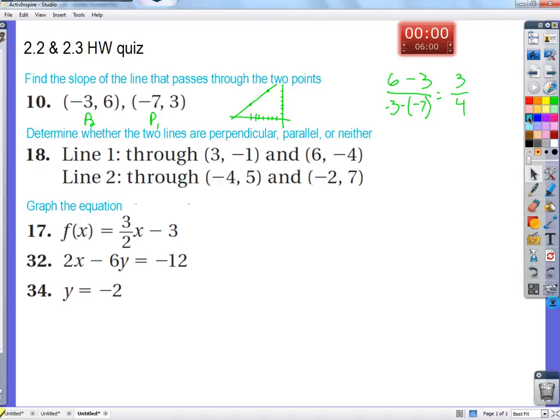So we'll do this quickly. We won't spend a lot of time showing you again how to calculate a slope that we've already learned to do.